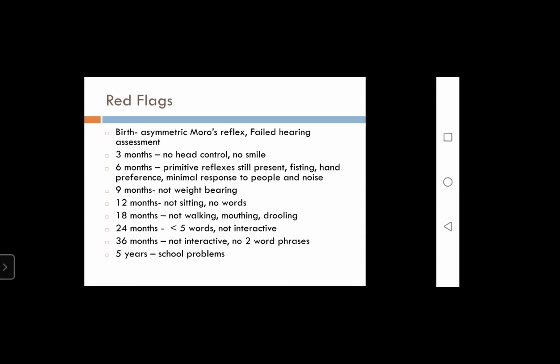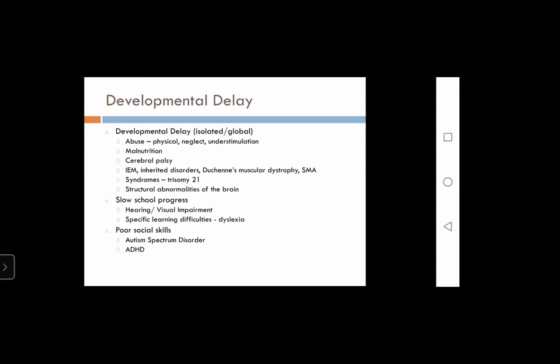24 months, with less than 5 words, the child is not interactive. 36 months, 3 years old, not interactive, no 2-word phrases. 5 years is when the child gets picked up for school problems, so things like dyslexia, right? Things like ADHD, attention deficit hyperactivity disorder, right? Those they start picking up when they're in the school years.